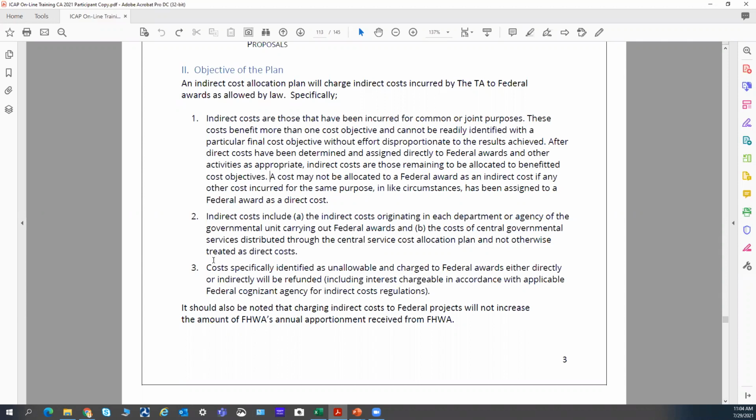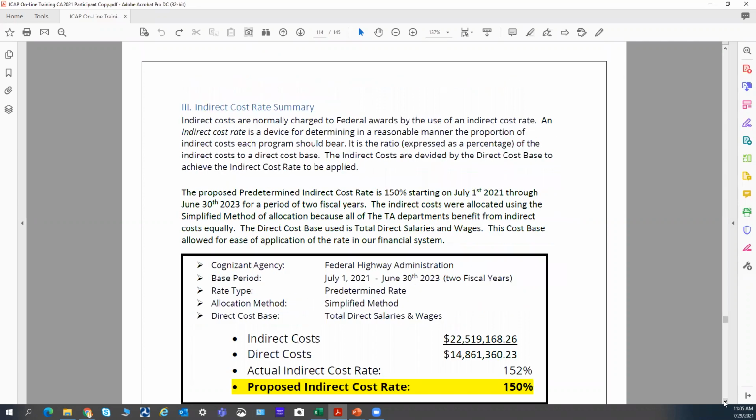Here we go. Costs specifically identified as unallowable, which is a good thing, and charged to the federal awards, either directly or indirectly, will be refunded, including interest, and so on. They recognize that if there is an unallowable cost identified later through an audit or something, they'll have to pay it back. And this is a nice little statement. They recognize they're not getting any extra funds here. We talked about that in the very beginning. It was one of our poll questions: is there any extra dollars coming because of this indirect cost plan? They recognize that it's not.